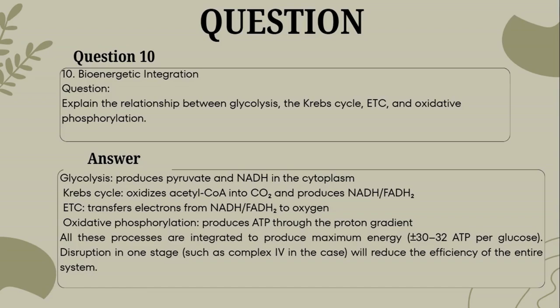All these processes are integrated to produce maximum energy, or 30 to 32 ATP per glucose. Disruption in one stage, such as complex 4 in the case, will reduce the efficiency of the entire system.